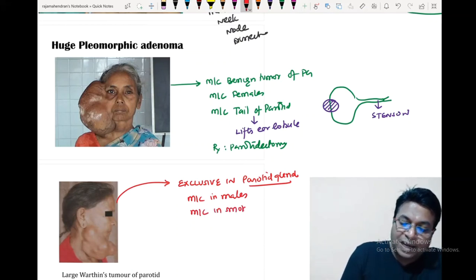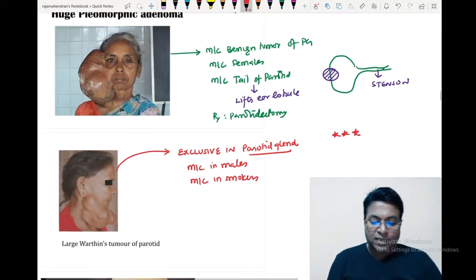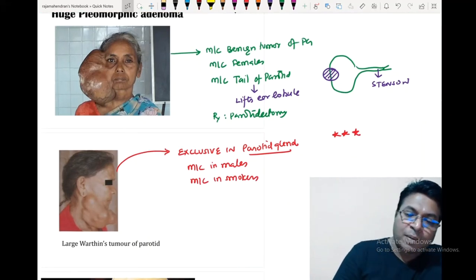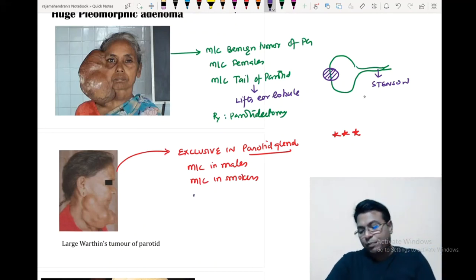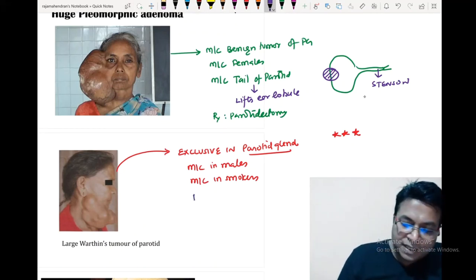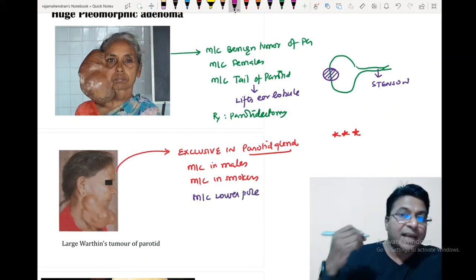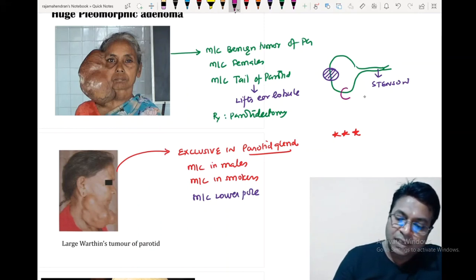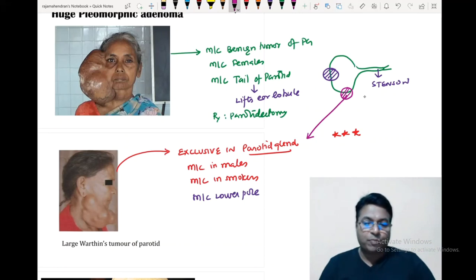This question is a high-yield MCQ for your FMG exams. In the FMG exam, they will commonly ask you questions on Warthin's tumor. It is most common in males. It is most common in smokers. It presents at the lower pole of the parotid gland. Please remember, it is seen most commonly in the lower pole of the parotid gland. Previously I told you pleomorphic adenoma is seen at the tail. This is where Warthin's tumor is seen, at the lower pole of the parotid gland.